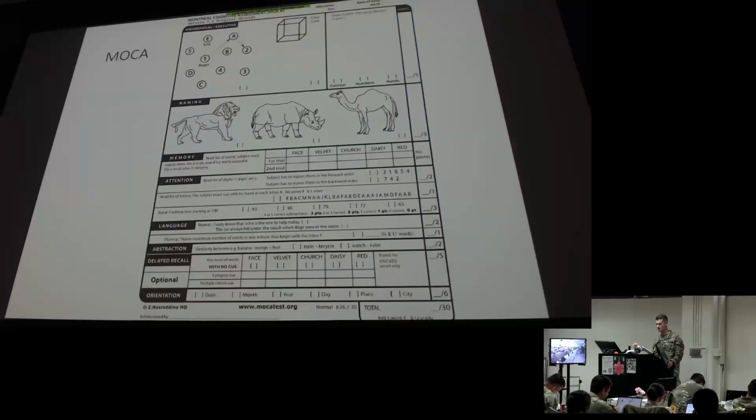We also see the MOCA exam is very commonly used too. Who's worked in a clinic and seen the MOCA around? Yeah, you trip over them, they're everywhere. We use MOCA more commonly than the Mini Mental State Exam.